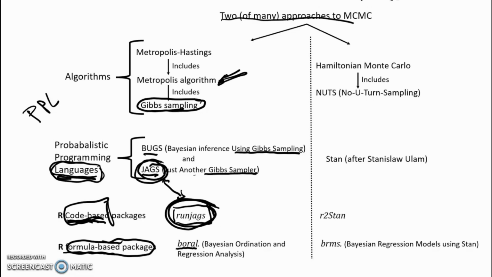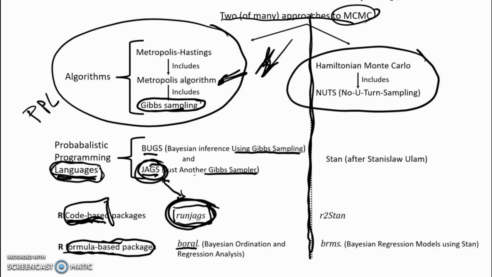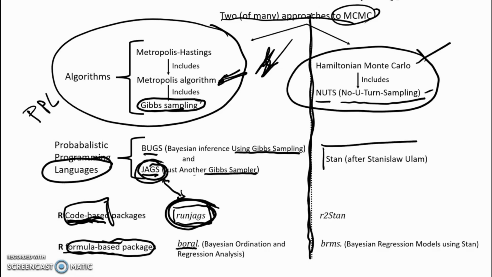There are many different ways to do Markov chain Monte Carlo. On this side of the line we have one family or group of algorithms. On the other side of the line we have another group or family of algorithms. An example would be Hamiltonian Monte Carlo, which includes this thing called NUTS, the No-U-Turn Sampler. The programming language that would be used to implement NUTS is called Stan, and that's named after Stanislaw Ulam, who did a lot of early work on Monte Carlo approaches.